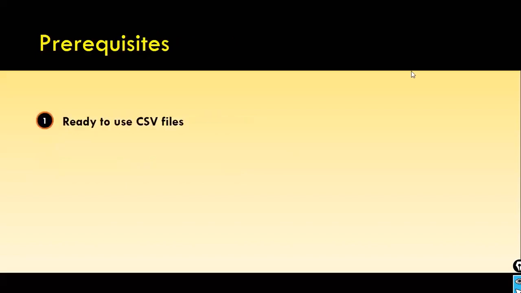So what are the prerequisites for this? You need to have the CSV files readily available. And next, you need to install the standard gateway. Supposing you want to publish the report wherein you have used the CSV file on cloud, the gateway should be running in your on-premise or on your laptop. Otherwise, you cannot publish the data on cloud.